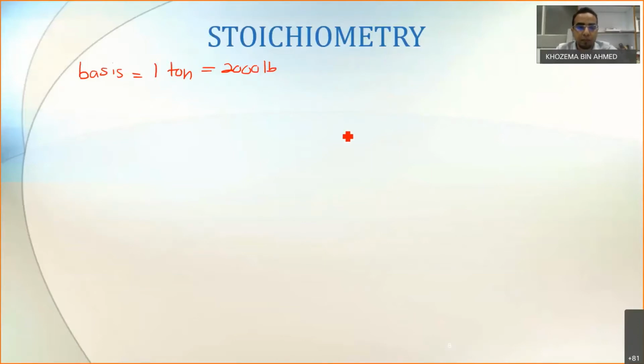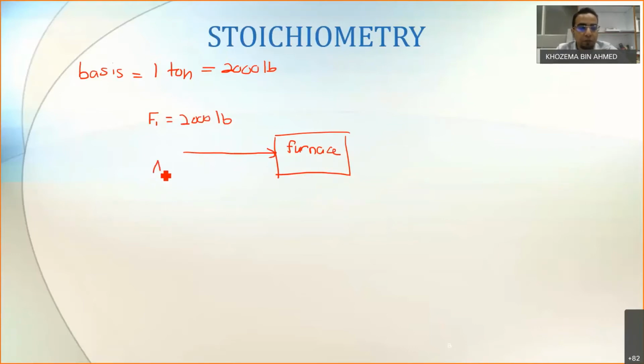The second thing is that I would like to draw a flow chart and label it. Since this is a heating process, you can say that the type of reactor is a furnace. Coming into the reactor is your feed of limestone, F1, and we know that it is 2000 pounds. And then it has a composition of magnesium carbonate, calcium carbonate, and also inert.